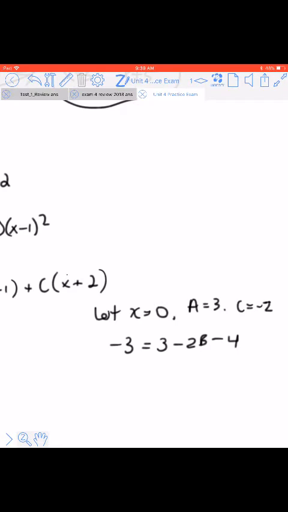Now I just got to solve for b. b is the only variable left in this equation, so if I combine the 3 and the negative 4, that makes negative 1. And then if I add that to the other side, I'm going to get a negative 2 equals negative 2b, and then b is going to equal 1.